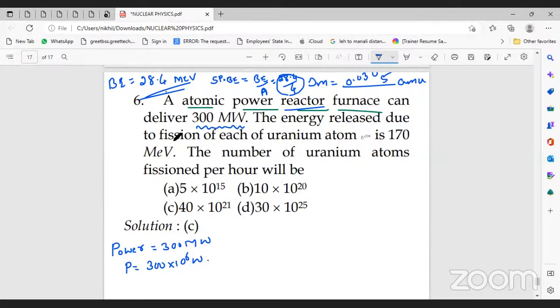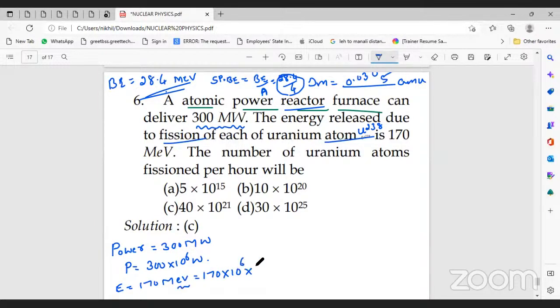What is the energy released for the fission of each uranium atom? 170 for uranium-238. For uranium-238, the energy released is 170 mega electron volt. What is mega? Mega means 10 power 6.